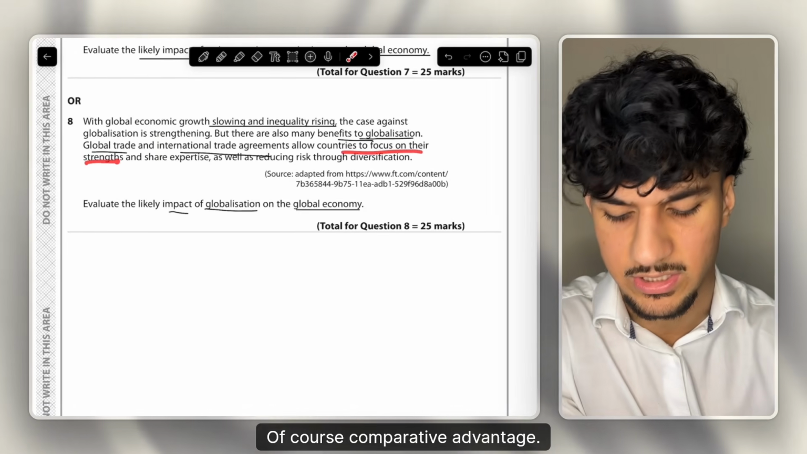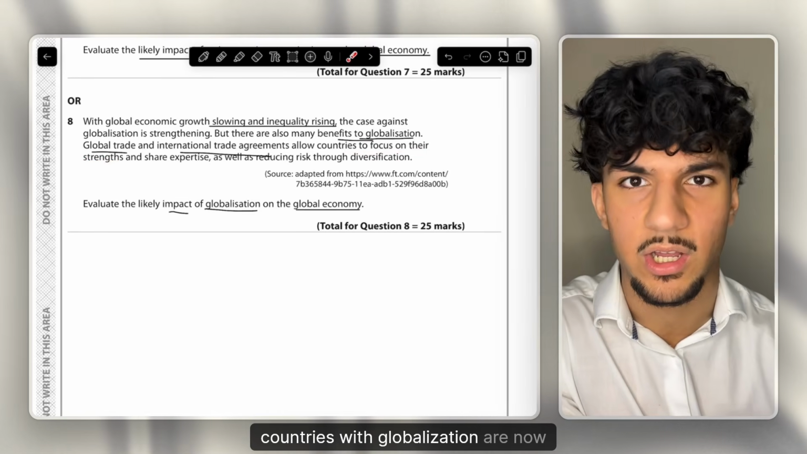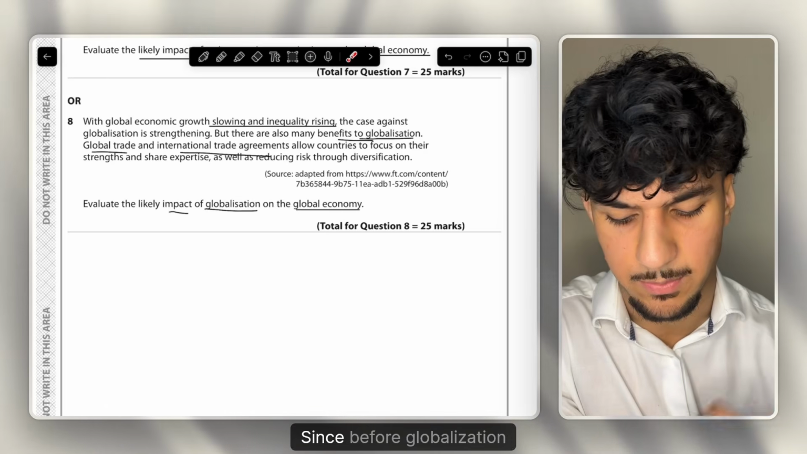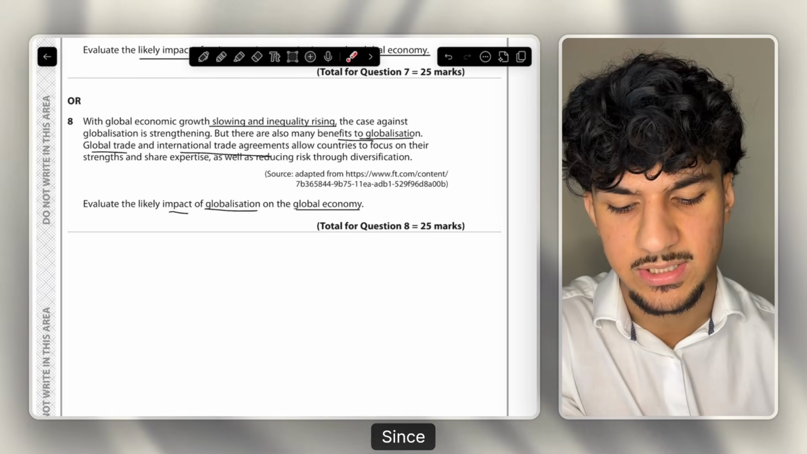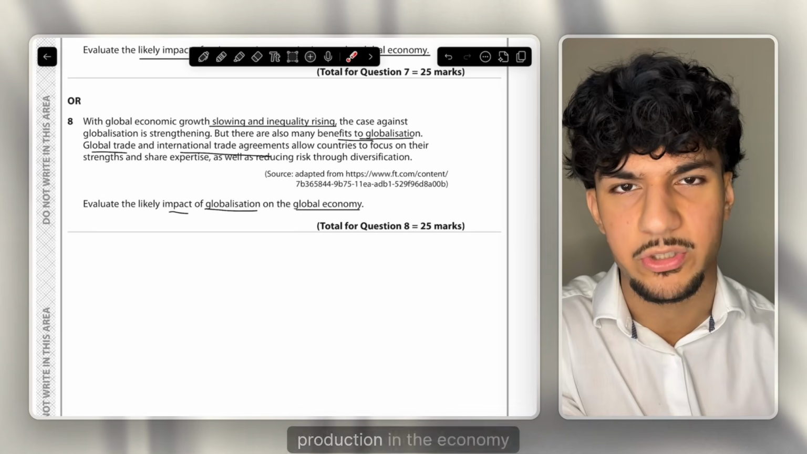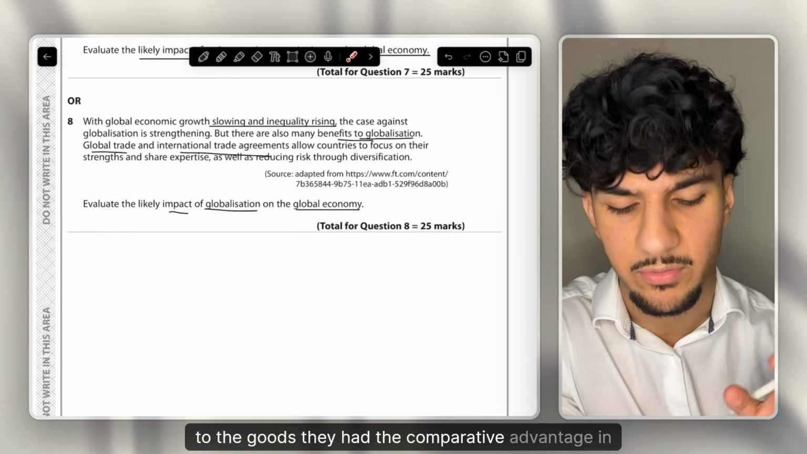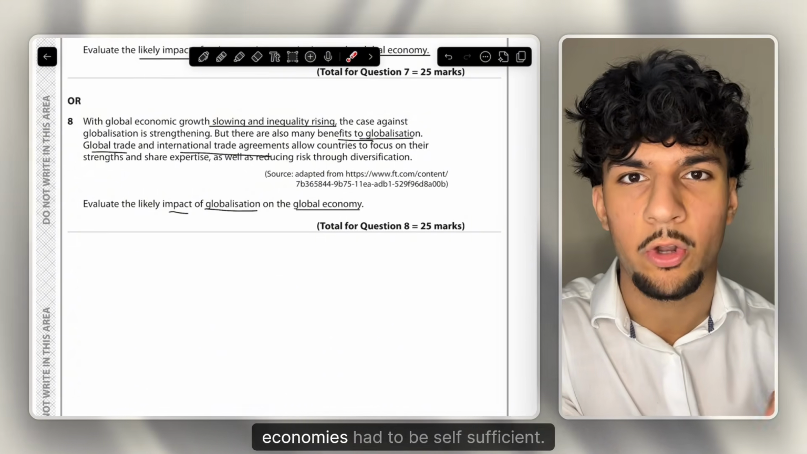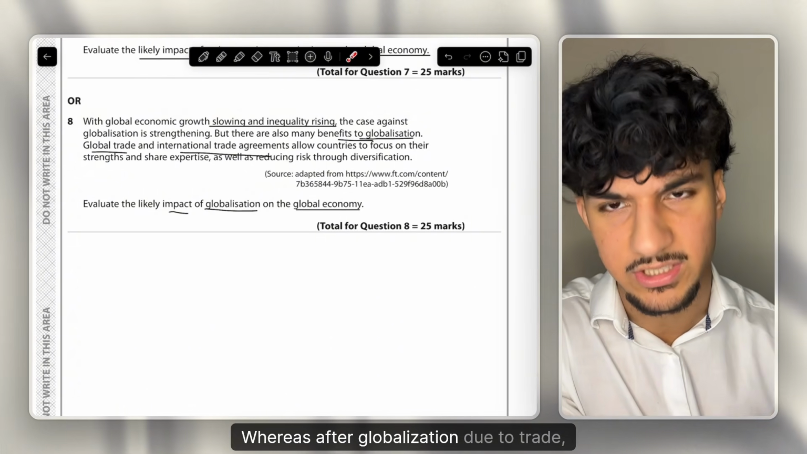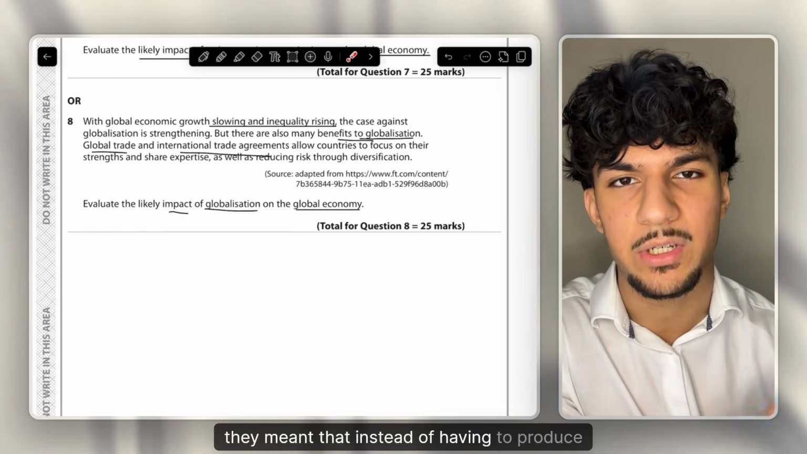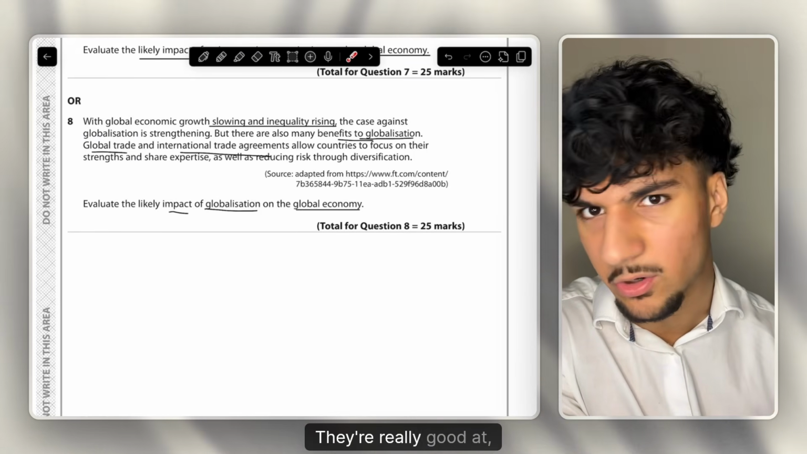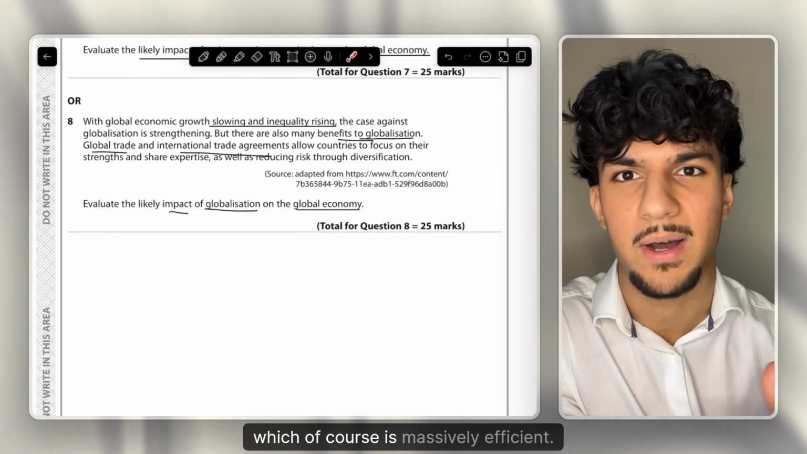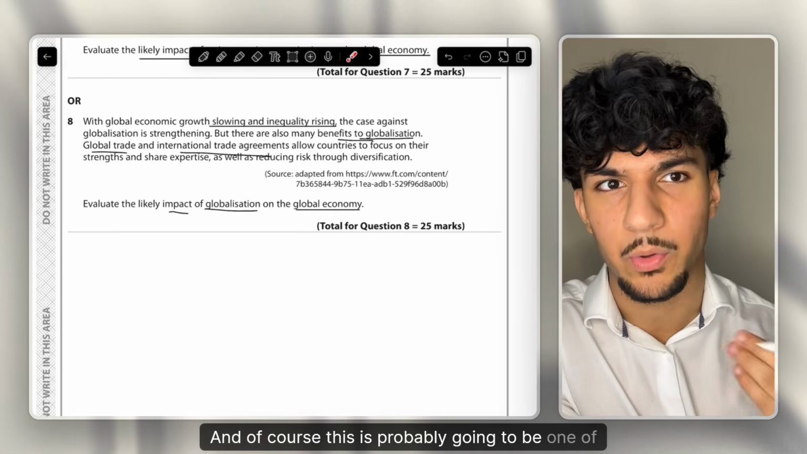Of course, comparative advantage, since countries with globalization are now able to specialize in the goods they have a comparative advantage in, since before globalization that wasn't possible, since they couldn't dedicate too many factors of production in the economy to the goods they had the comparative advantage in, as they had to produce everything. Since before globalization, economies had to be self-sufficient, whereas after globalization, due to trade, instead of having to produce everything, they can just produce the good they're really good at, the good they have a comparative advantage in, and then trade for the rest of the goods, which of course is massively efficient. And of course, this is probably going to be one of our big paragraph points.